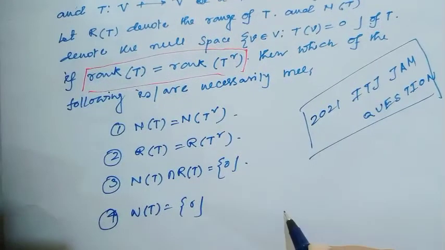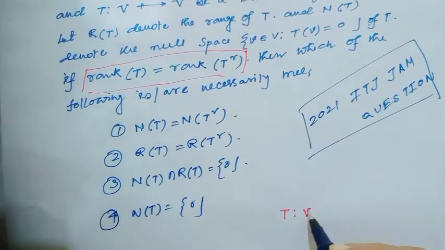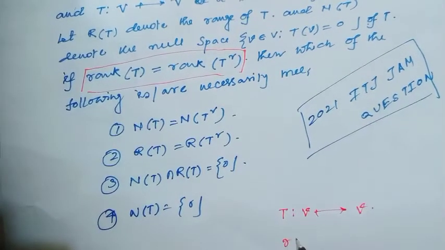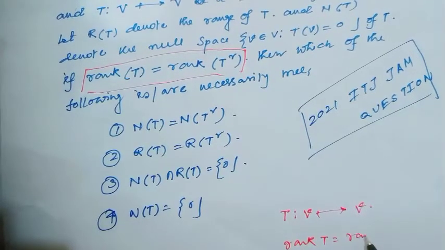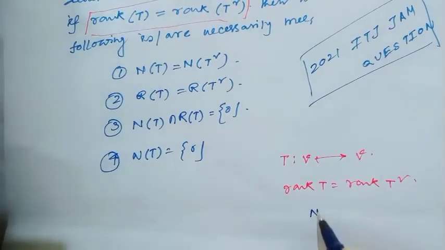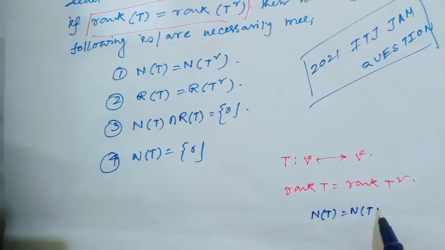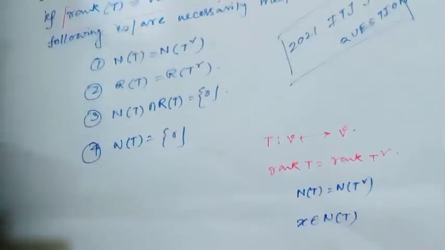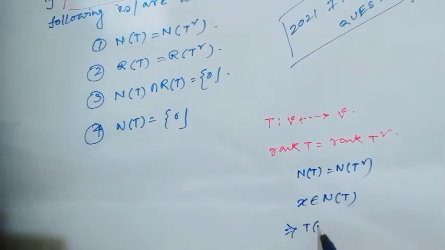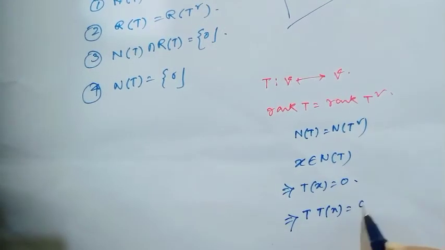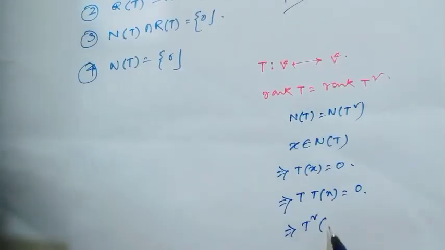For review, just see here, T is a linear transformation from vector space to itself and given rank T equal to rank T square. We have to show nullity T equal to nullity T square for option 1. If X belongs to null space of the linear transformation T, then that implies obviously Tx equal to 0 vector. We all of us know. Also, T times Tx equal to T square X equal to 0 vector.